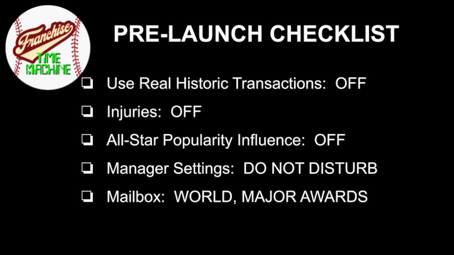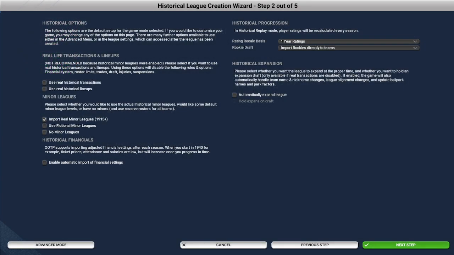The import real minor leagues, again, for size and speed, I had this unchecked before, but because of the Negro League issue, I'm now going to be checking this. And this doesn't matter so much if you're doing a one season simulation, but if you're going to do multiple and you want to be able to control expansion, then you would uncheck automatically expand league. Oh, sorry, I'm not showing you my game screen. Yeah, so on the left is where the use historical transactions is. Right below it is the import minor leagues, and on the right is where I unchecked automatically expand the league.